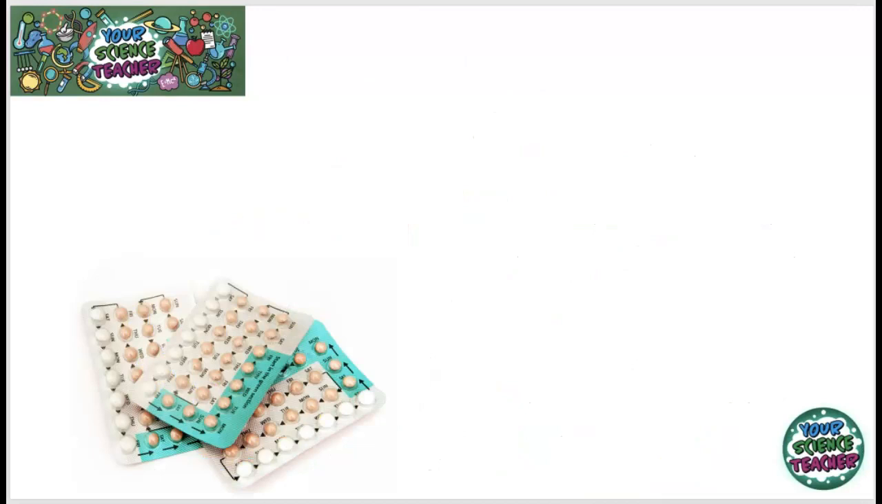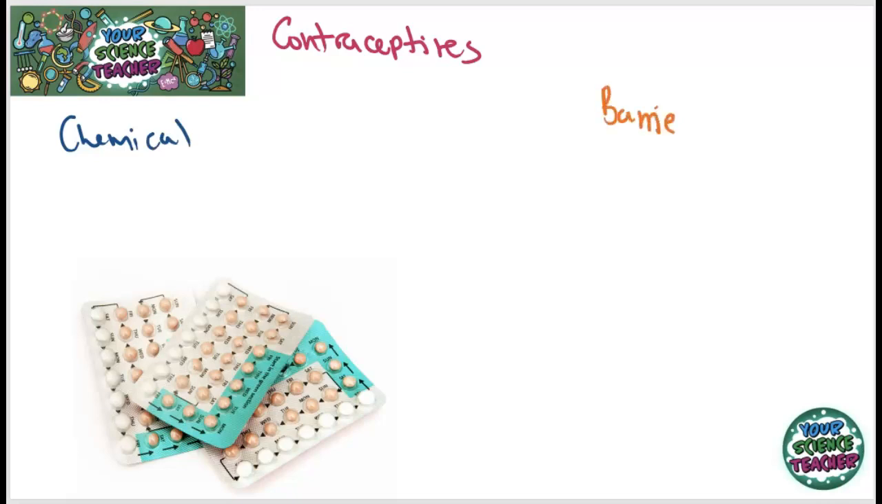Now, it's not everyone's wish to become pregnant, and there are ways that we can stop people from becoming pregnant, and those methods are called contraceptives. We can split contraceptives into two main categories. We have chemical methods of contraception, and we also have barrier methods of contraception.